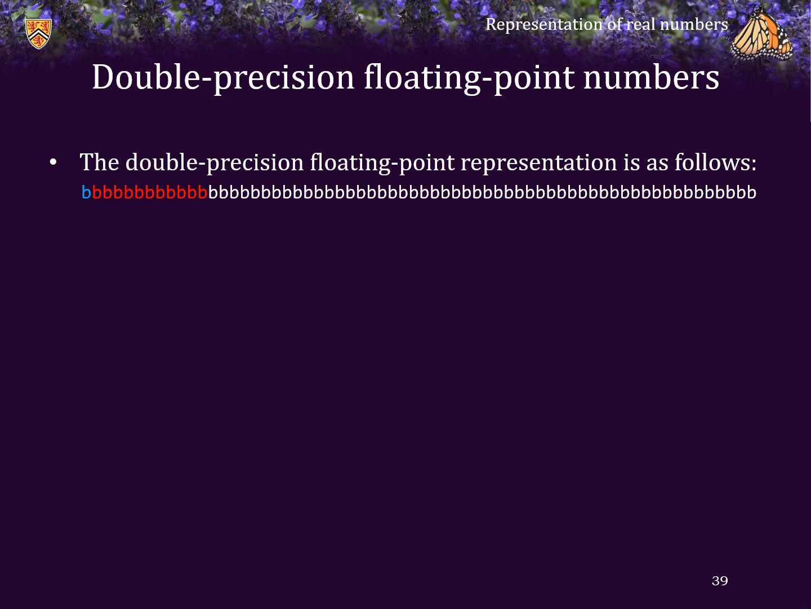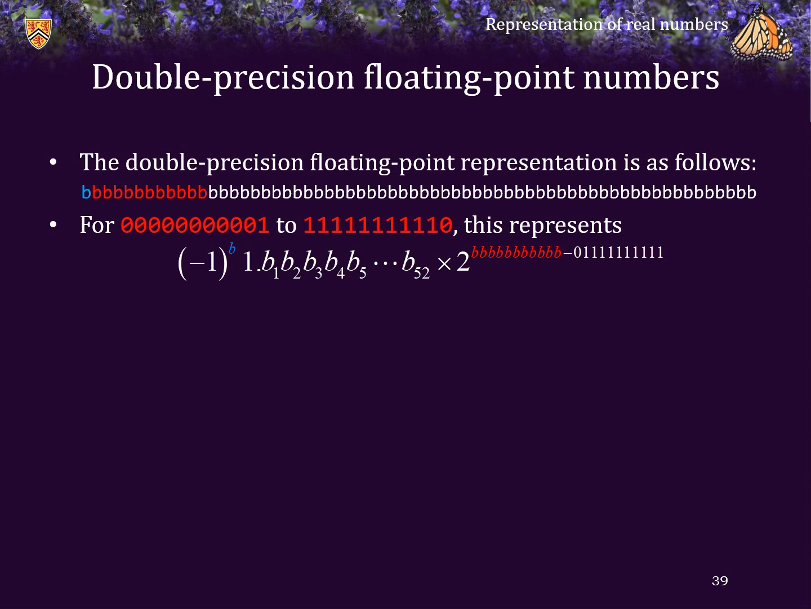Now we can go back to that double precision floating point representation I described at the very start of this lecture. We have 64 bits, with the first bit being the sign bit, 11 bits representing the exponent, and 52 bits representing the mantissa. So, if the exponent goes between 1 and 2046, which is 2 to the 11 minus 2, this represents the following binary number. It is of course rational, but we will use it to approximate real numbers.